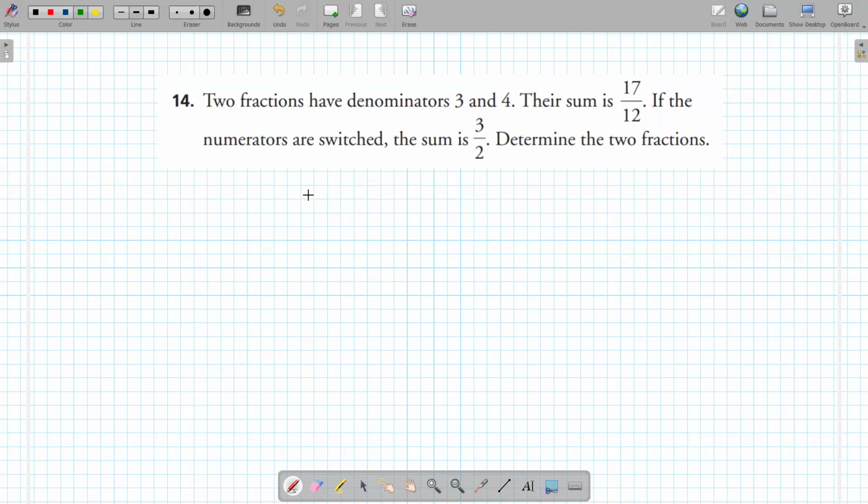Sure, so the first one will be x over 3 plus y over 4. What does this add up to? 17 over 12. What is the other equation? y over 4 minus x over 3 equals 3 over 2. Maybe we should just write it as x over 4 plus y over 3. Let's write it like this. All right. How do we solve this?